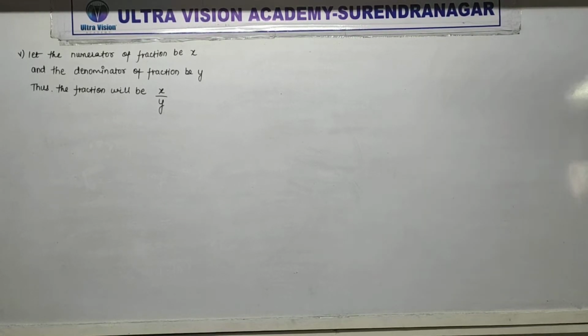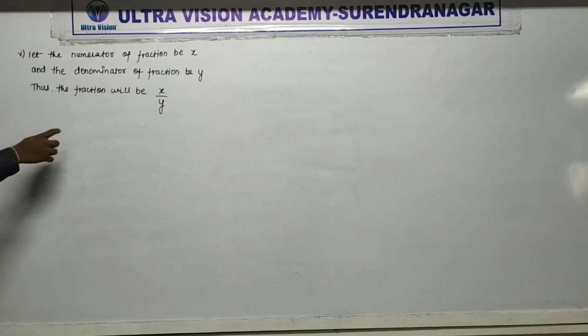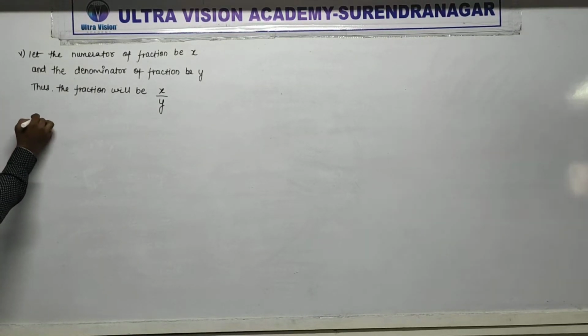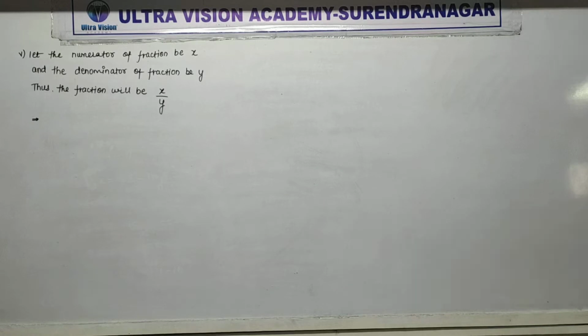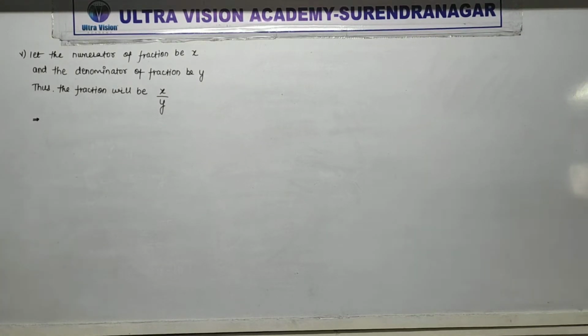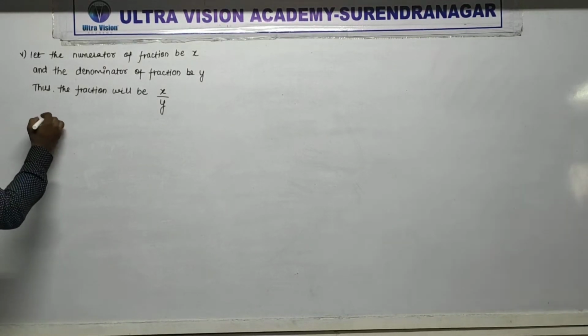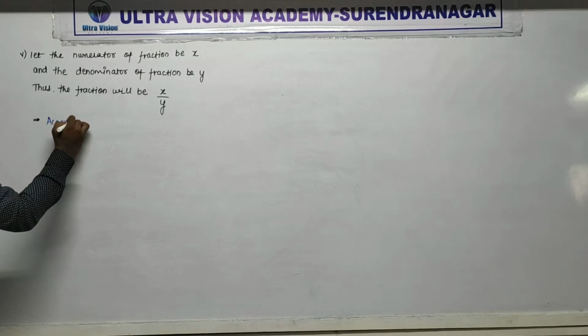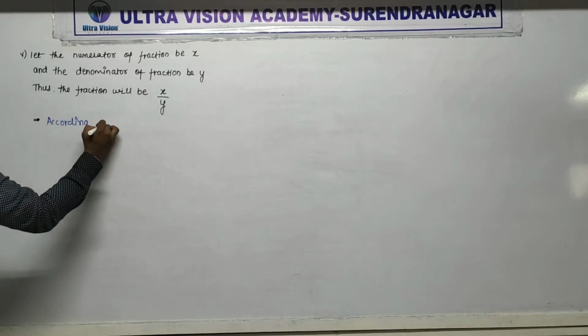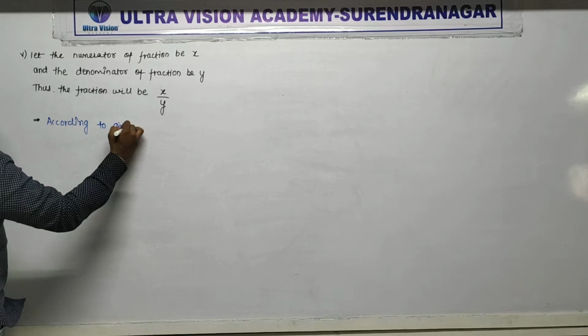Clear? If we simply find out the values of x and y and replace it here, we will get the fraction. What are the conditions given? See, if 2 is added to both the numerator and denominator of the fraction, this fraction becomes 9 upon 11. Right? According to the given conditions.